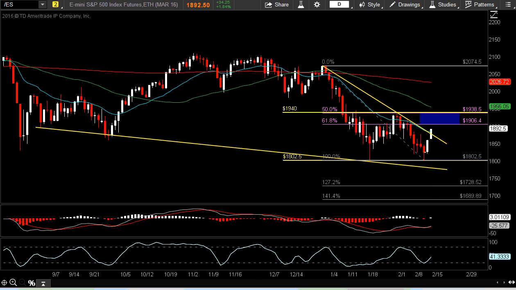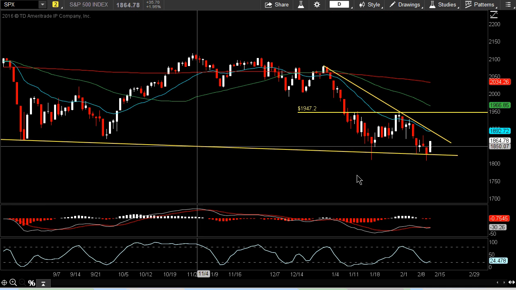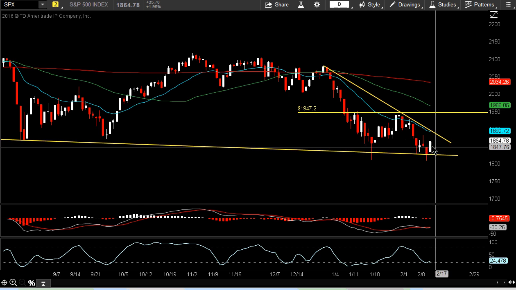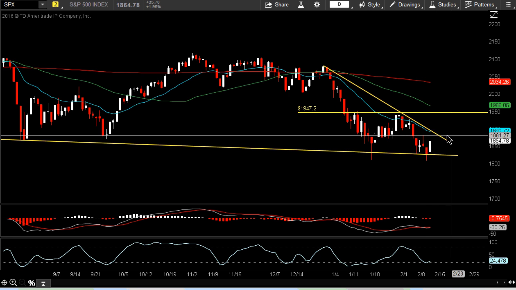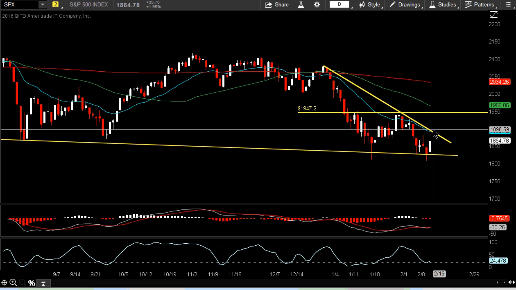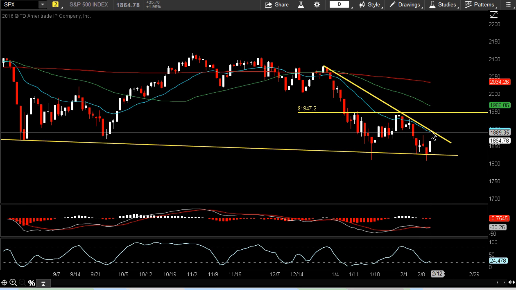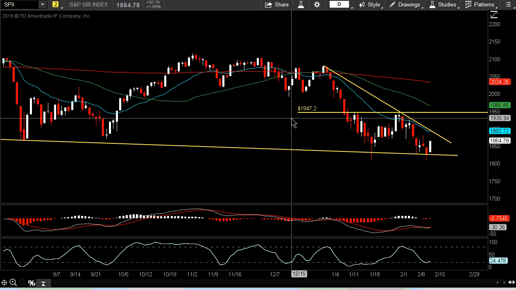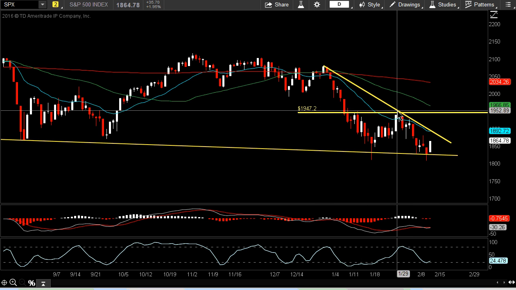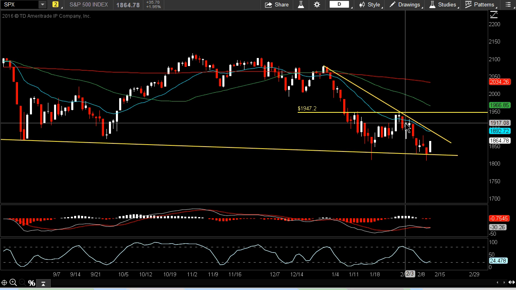Okay, and so if we take a look at the S&P 500 cash index, even though the market is closed, most likely we'll probably see a little bit of a gap up tomorrow when the U.S. market opens for trading. Okay, and probably it will be somewhere around this trend line here, and essentially I'm looking for 1947, right? Okay, on the upside here.